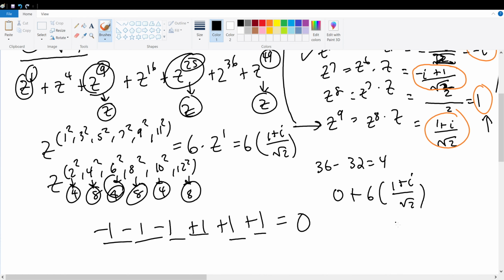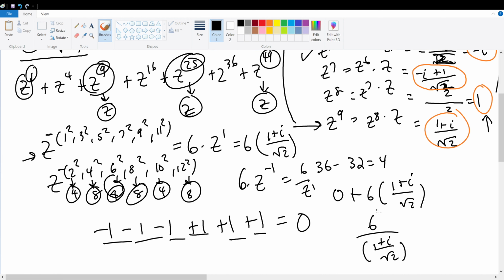Now let's consider the reciprocal. Well, the reciprocal is just everything to the negative power. So if I were to add a negative on everything, it's the same thing. What is 0 to the negative whatever power? Well, that's just still 0. But what about this quantity right here? What about the negative? Well, that's just 6 times z to the -1, which is just 6 over z to the 1, which is just 6 over (1 plus i) over root 2.